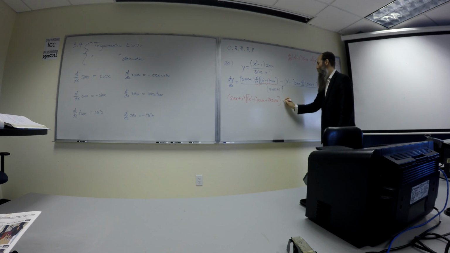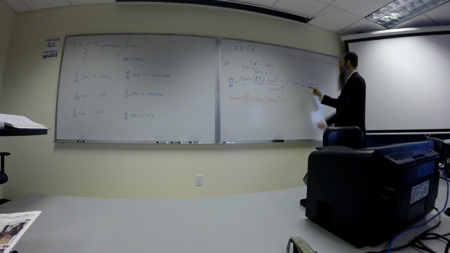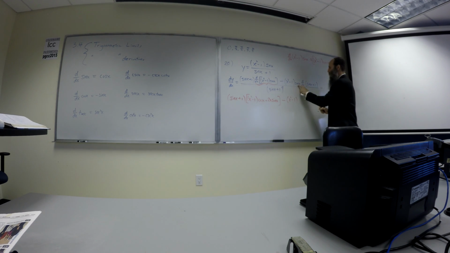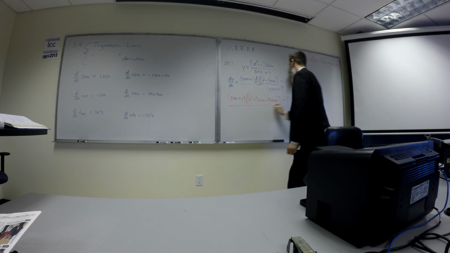All right, minus. This is fine, except for this last part, which Cornelius says is a cos x. So this will look like x squared minus 1 sine x cos x, right? Bottom's the same. I hate to even write it. Sine x plus 1 quantity squared.